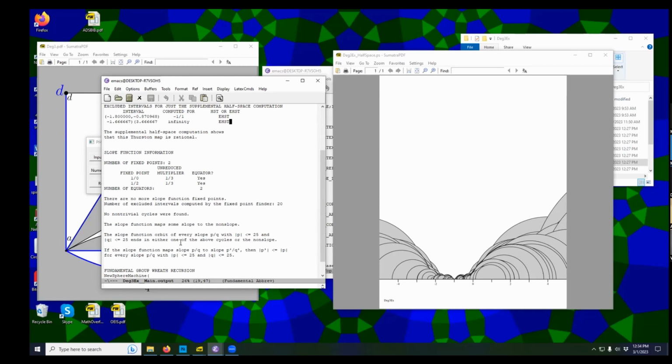So for all of these, for all of the slopes that we gave the program to think about, every one of these orbits ends either in one of these two fixed points or the non-slope.